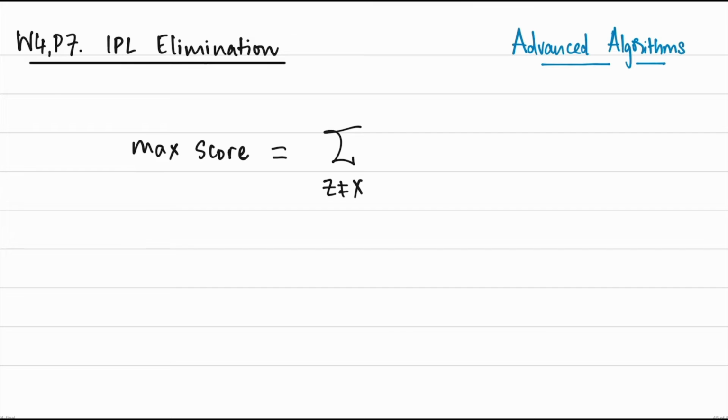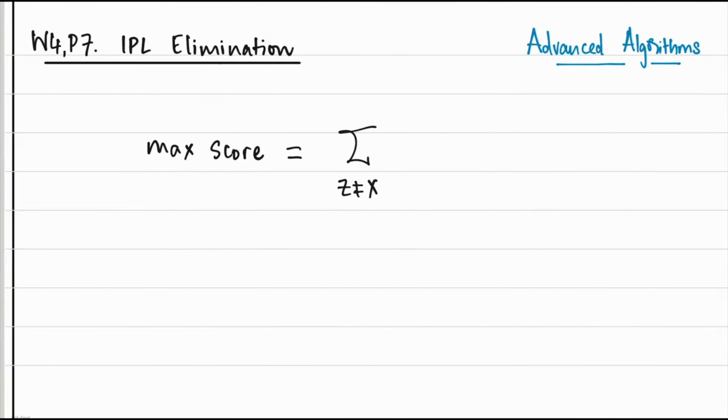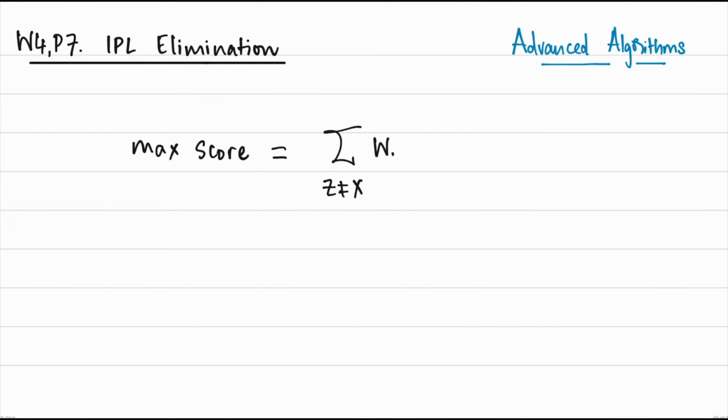So we introduce the notation W_XY to denote the number of matches remaining between X and Y. So let's look at W_XZ for all teams that are not X. These are all the chances that your favorite team has for itself. And let's say that they actually go on to win all of these remaining matches. It's a little bit unrealistic, but it's our best case scenario.